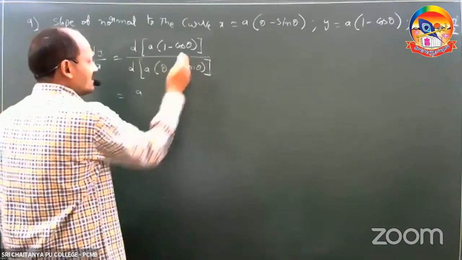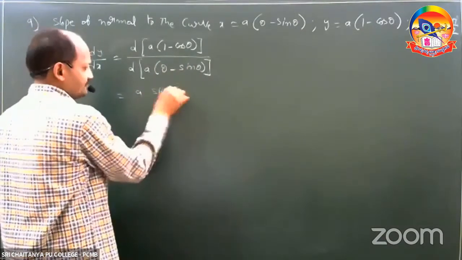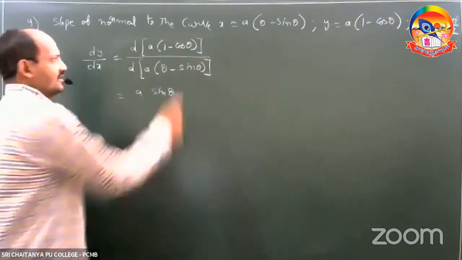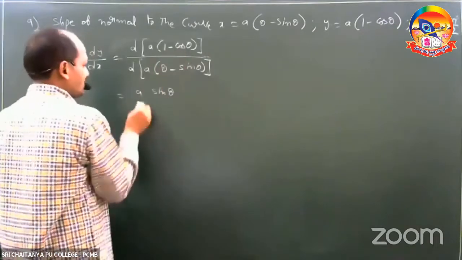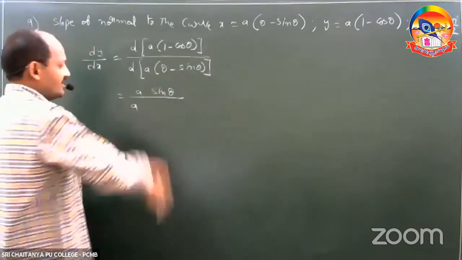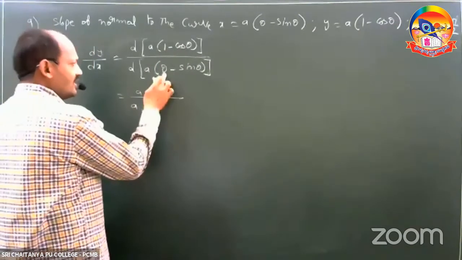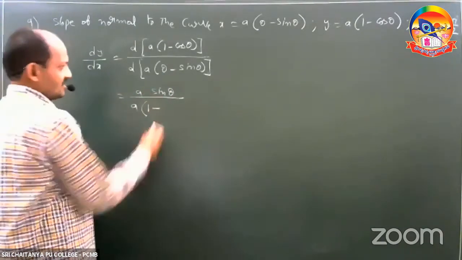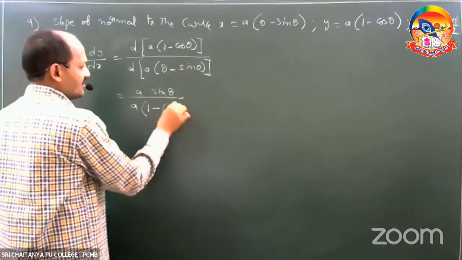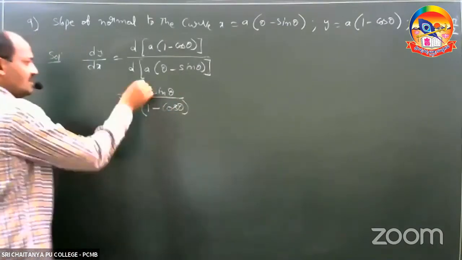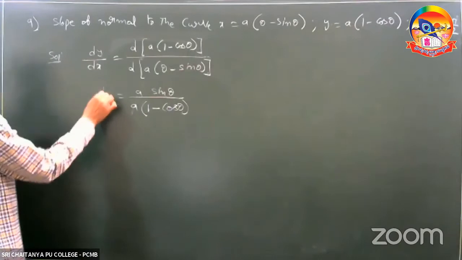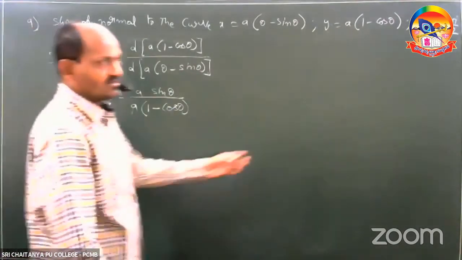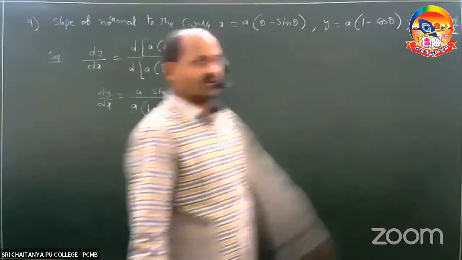Derivative of minus cos theta is sin theta. Derivative of cos is minus sin. Derivative of minus cos theta is plus sin theta. Divided by a into derivative of theta with respect to theta, 1, minus derivative of sin theta, it is cos theta. a by a, na? So it is dy by dx. That means a slope. But given at theta is equal to pi by 2.